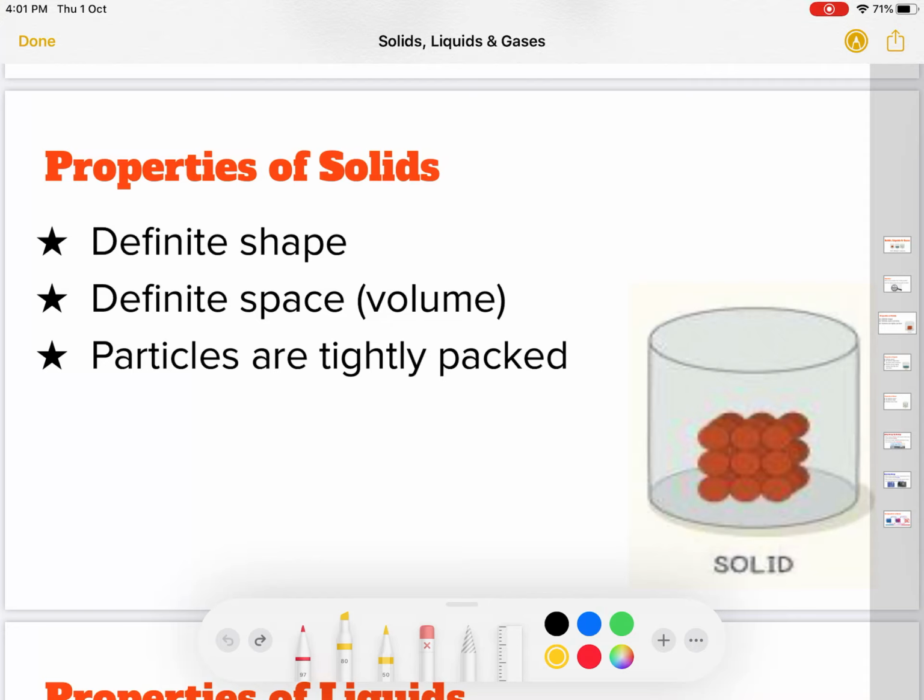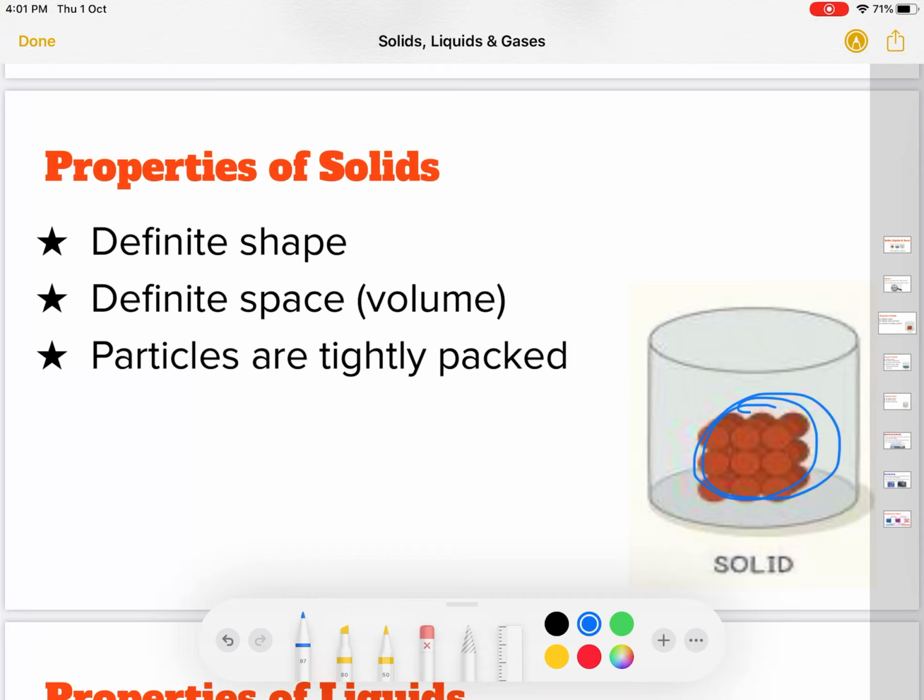Okay, what about the arrangement of particles in solids? Of course, solids, because they are really strong, the particles are really close to each other. Here, can you see? I circled it in blue. They are really tightly packed. Tightly packed, it means as if someone is tying them. Okay? They are packed very strongly, very close to each other.